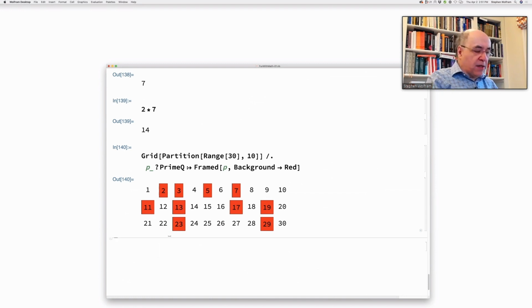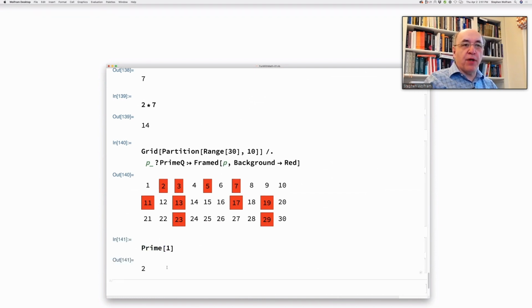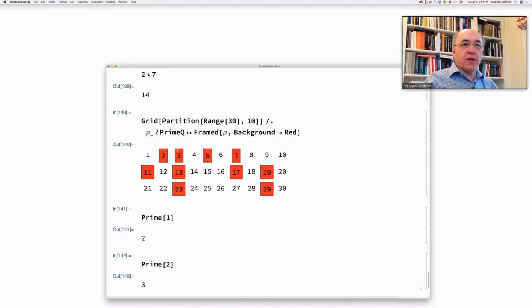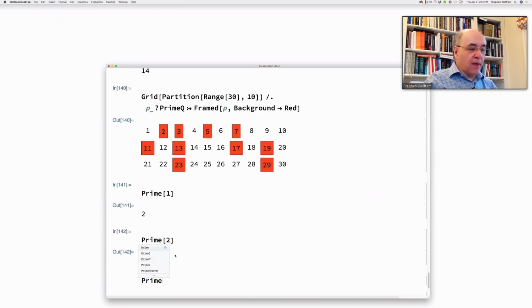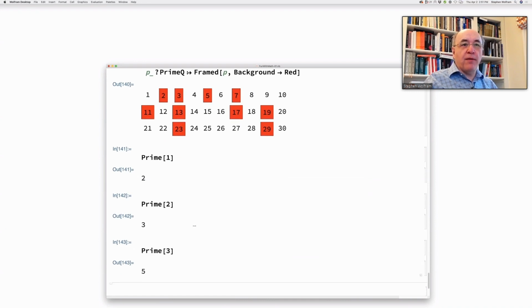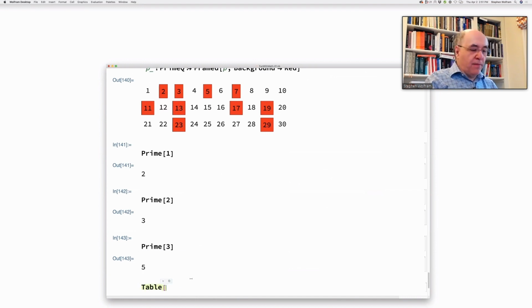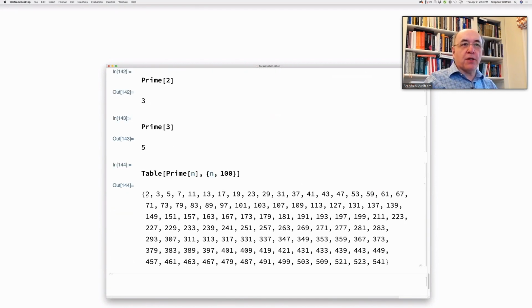So we can ask, what is the first prime? It's going to tell us the first prime is 2. What is the second prime? The second prime is 3. The third prime, we can read it off from here, is 5. The fourth prime is 7. What we can do here is make a table of a bunch of primes. So let's say we make a table of the first 100 primes. This is going to show us 2, 3, 5, 7, 11, 13, etc.